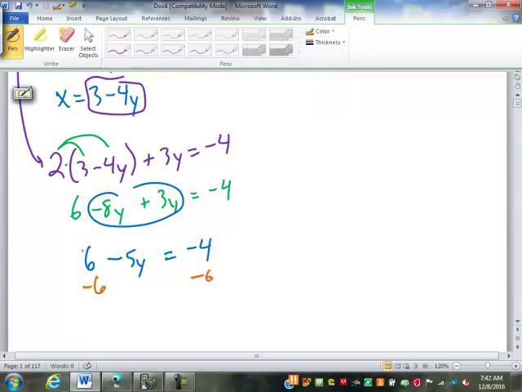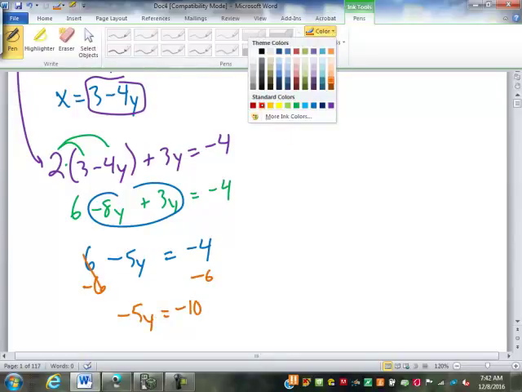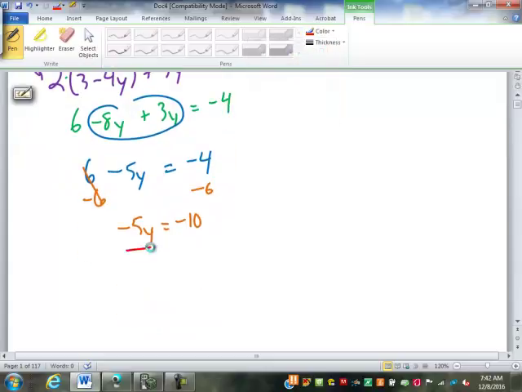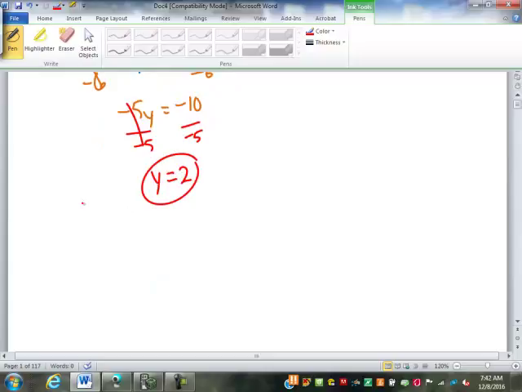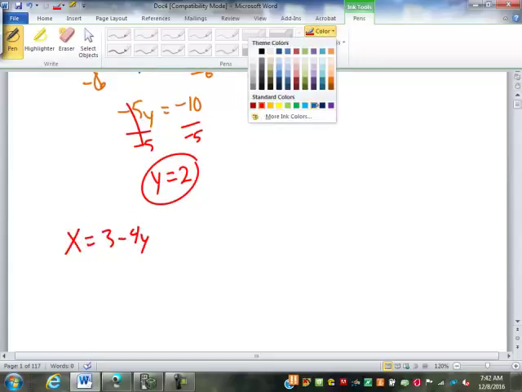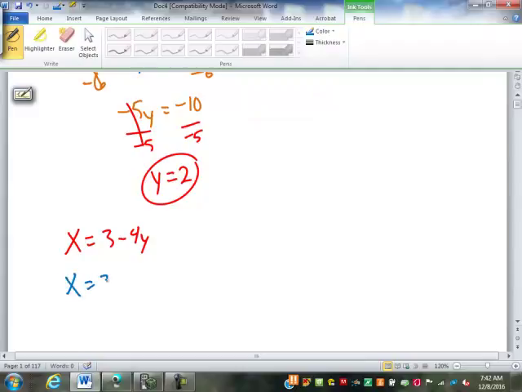Subtract 6. Negative 5y equals negative 10. And then divide by negative 5. So y equals 2. Now we come back up to one of the original equations. I'm going to use this one actually, the one that I already solved for x. X equals 3 minus 4y. So x equals 3 minus 4 times 2.